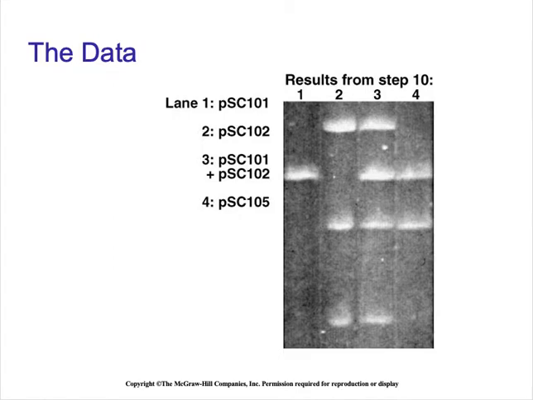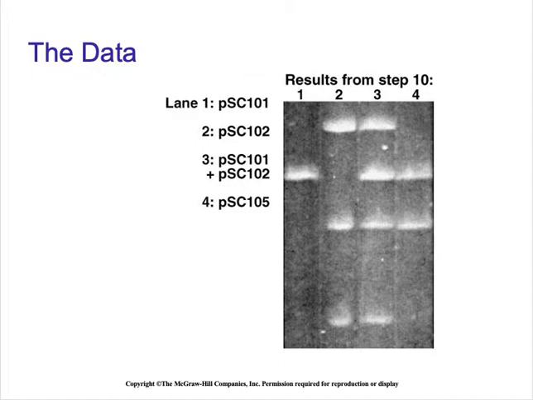And this is what they found. So here's their first gel. Lane 1 shows you what it looks like if you take the plasmid pSC101 and cut it with EcoRI. It linearized the plasmid, so there's only one piece of DNA, and it runs at a particular size. Lane 2 shows you what it looks like if you digest pSC102 with EcoRI. It makes three pieces of DNA, one really big one in the middle, and one really small piece.